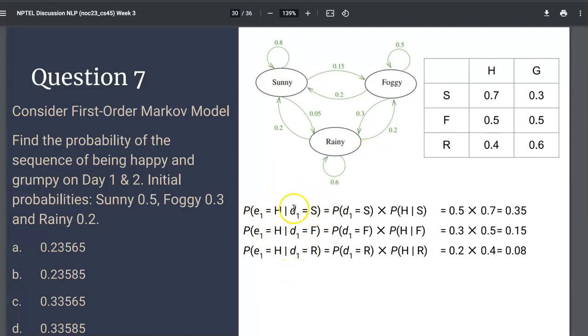So if today is sunny, what is the probability I will be happy? The thing is simple. Given sunny, what is the probability I am happy? The initial probability is given. So the sunny is 0.5 and given sunny I am happy will be 0.7. So similarly you will find all these things. Given sunny, foggy and rainy, you will find the different values.